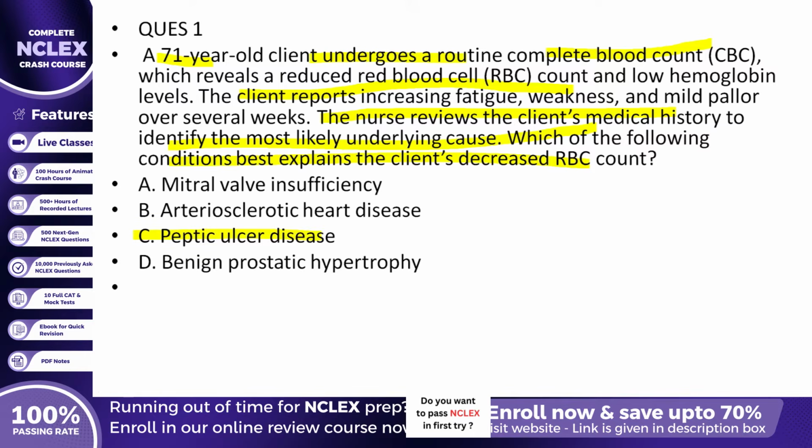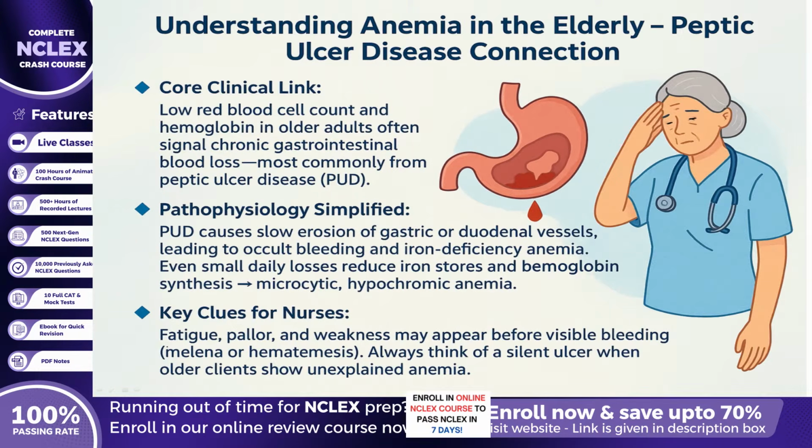When evaluating an older adult with unexplained anemia, the nurse must connect laboratory findings with possible causes of chronic blood loss. Peptic ulcer disease remains one of the leading sources of occult gastrointestinal bleeding in the elderly, especially among those taking non-steroidal anti-inflammatory drugs, or corticosteroids, for chronic conditions such as arthritis or cardiac disease. Even slow daily erosion of gastric or duodenal blood vessels can result in persistent blood loss that eventually leads to iron-deficiency anemia. This explains why the client experiences fatigue, pallor, and weakness, often before any visible signs such as melena or hematemesis appear.